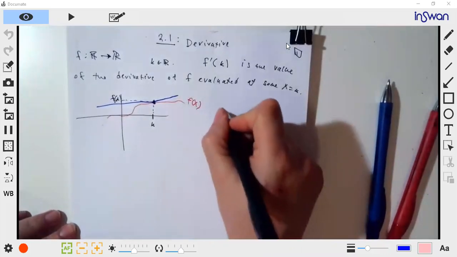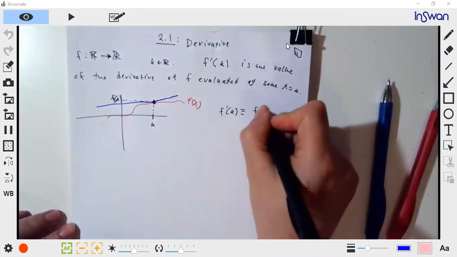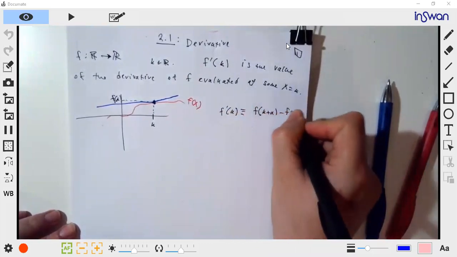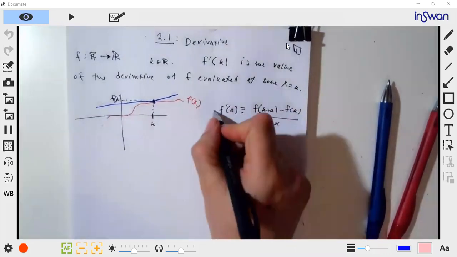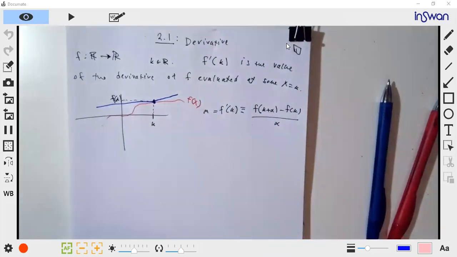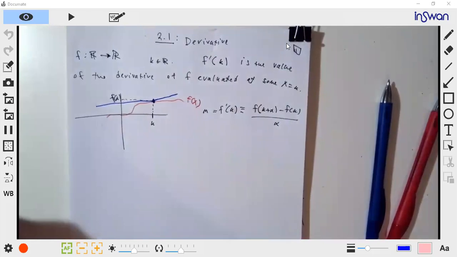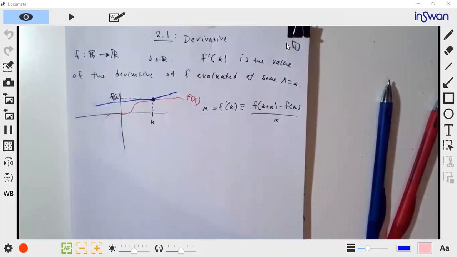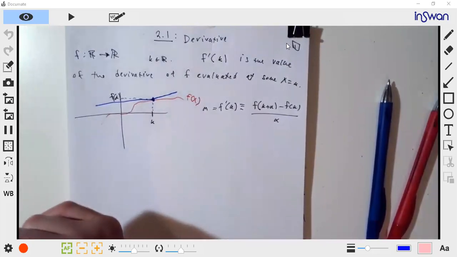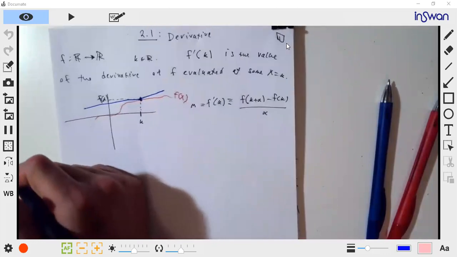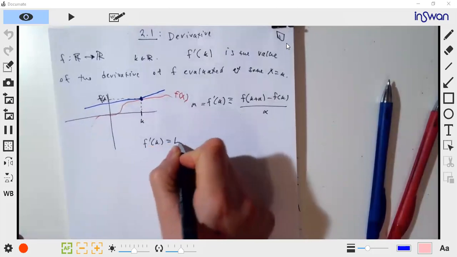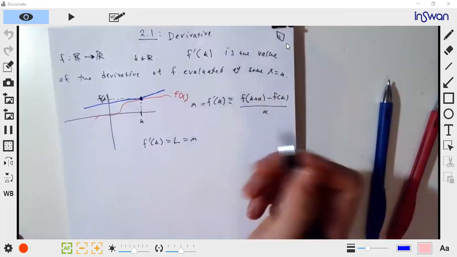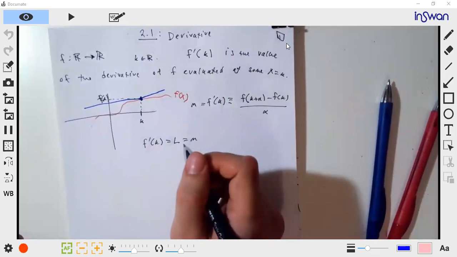Namely, f prime of k is defined to be f of k plus alpha minus f of k all over alpha. This should be familiar to you because this is very much what the slope was, a generalized slope. So f prime of k is the slope of the tangent line to the function at the value x equals k. So we say that if f prime of k is equal to some L or some M, whatever, that is the derivative of f at k.